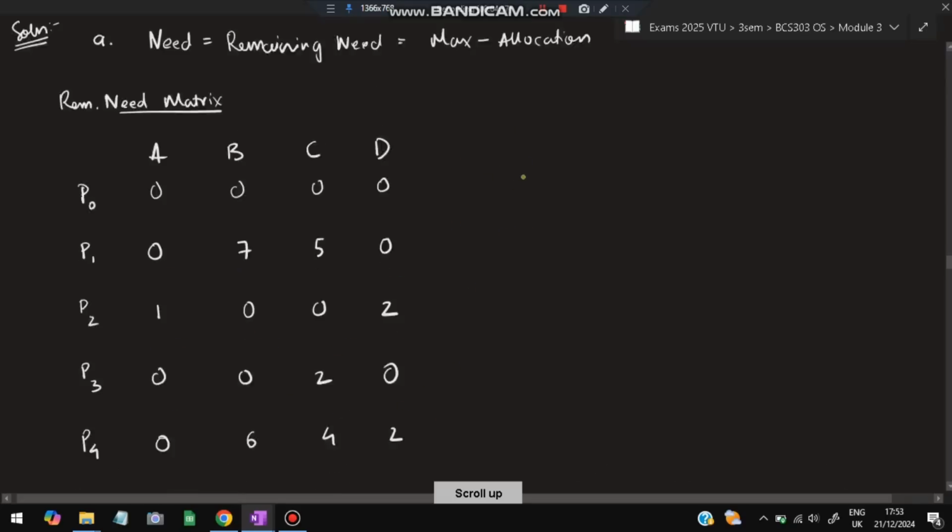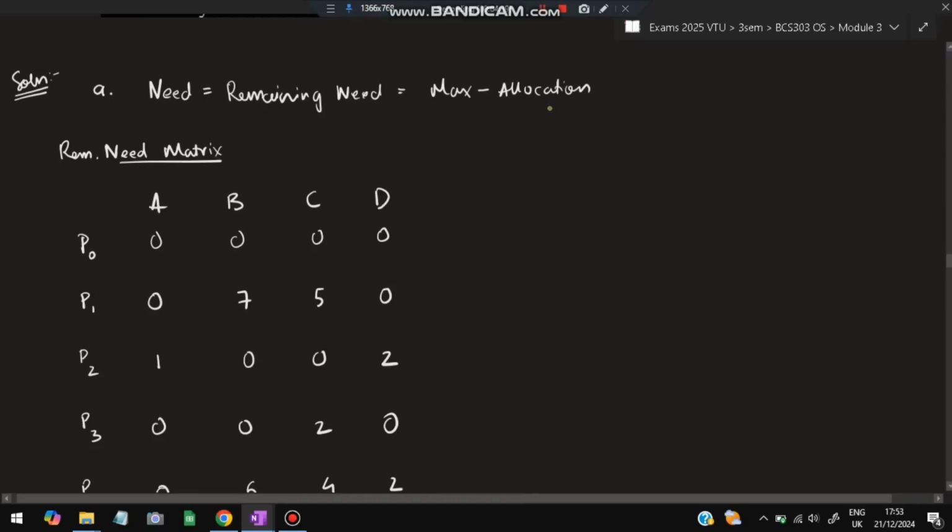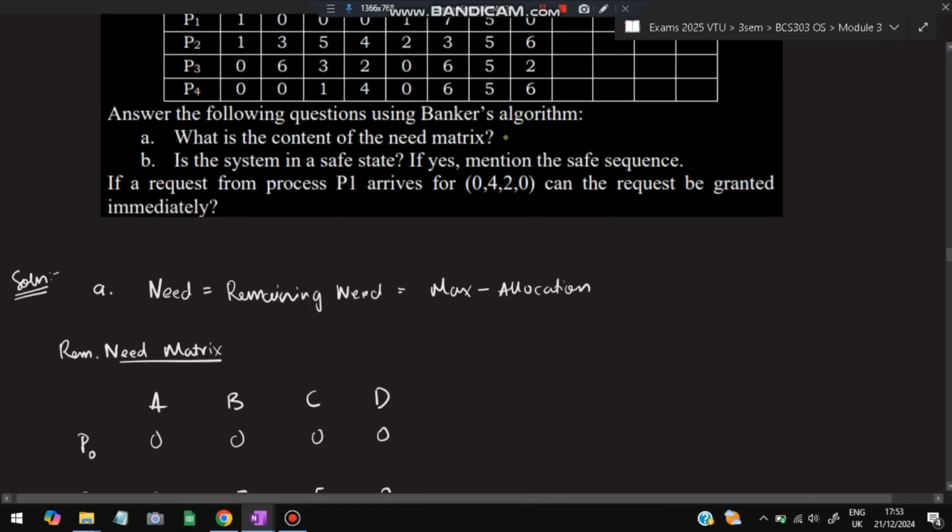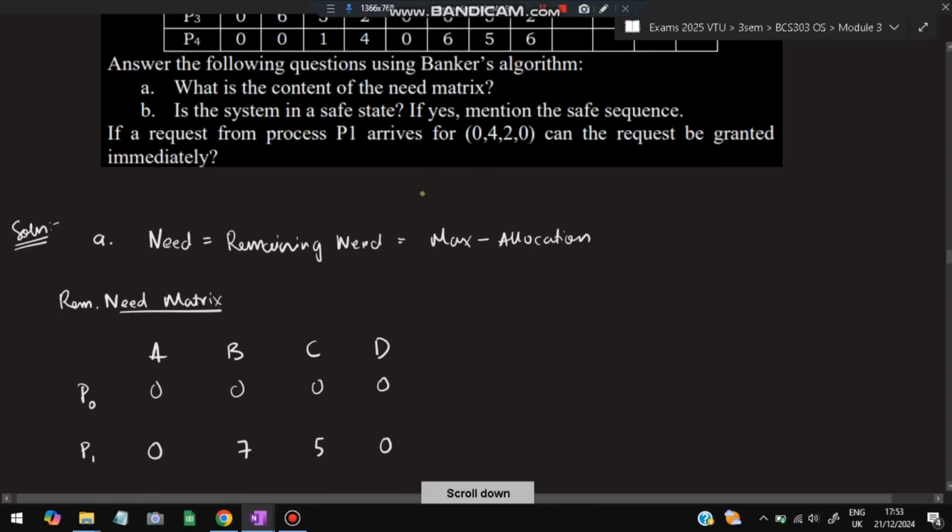Now our first part of the question is done. The first part was to calculate the content of the need matrix. Next, is the system in a safe state? Banker's algorithm is mainly regarding this question. You have to check if it is in a safe state or not. That means whether deadlock will happen or not. If yes, mention the safe sequence. Now we'll be calculating the safe sequence for this.